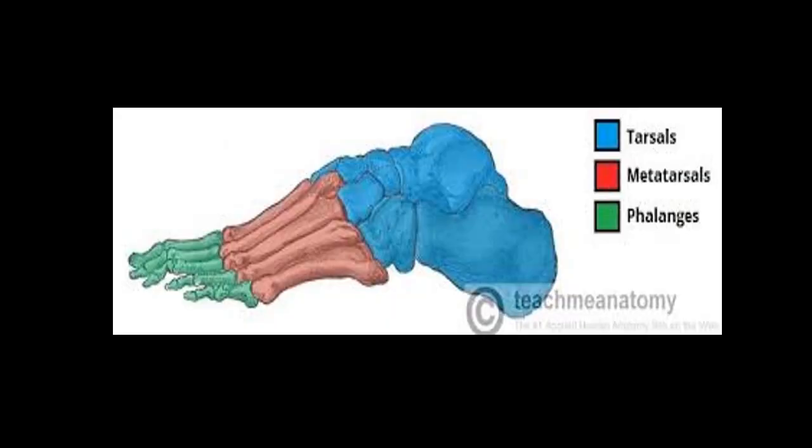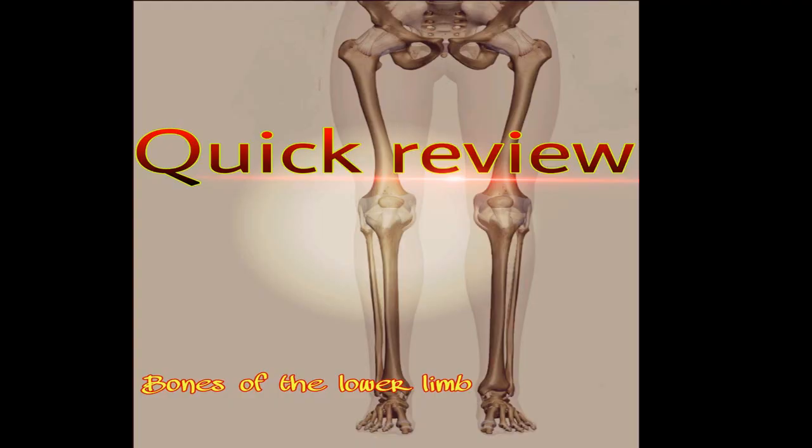This picture clearly shows how the tarsal bones, metatarsal bones and phalanges are arranged in the foot. So that was the brief description about the bones of the lower limb or the leg bones.